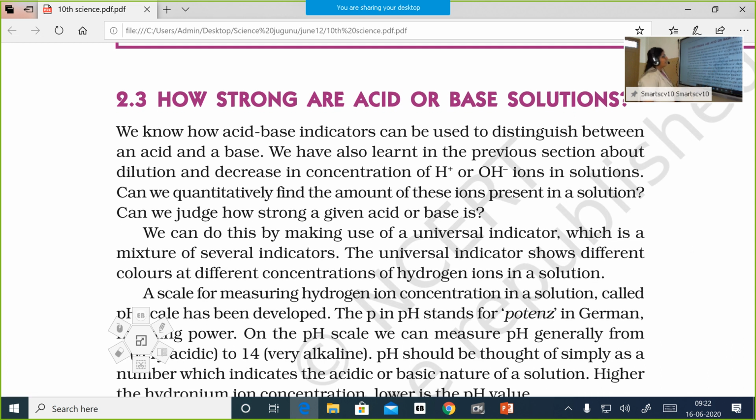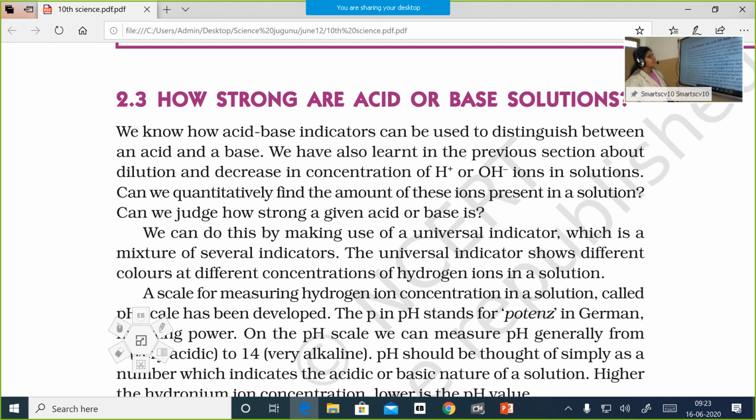Here, from the heading, how strong are acid or base solutions? So in this topic, we are going to learn how strength of acids and bases is determined. And as we have discussed, it's not possible finding out the strength of acids and bases using normal indicators. For finding the strength, we use what? Universal indicators. Universal indicator is available in the form of solution, as well as in the form of paper strips. We call them pH paper strips. It's actually like a bundle of paper strips, and the color chart will be provided along with these pH paper strips. So shall I read?